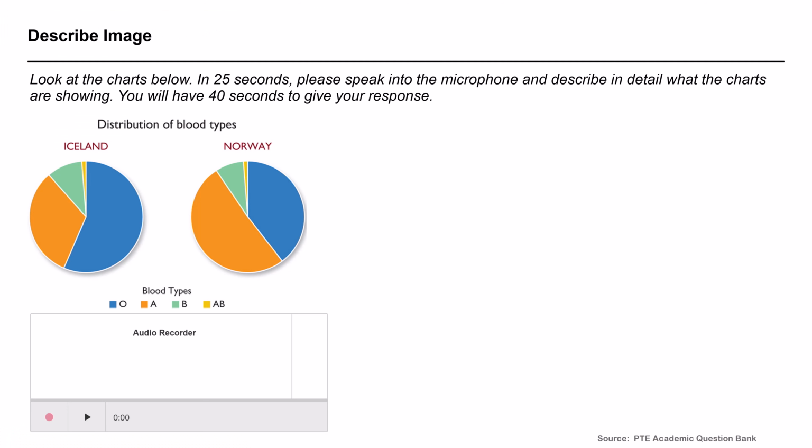Okay, PTE Describe Image questions. Let's go. There are about 6 or 7 of these questions in each test. For each question, you have 25 seconds to look at an image and then 40 seconds to describe it. You say your answer into a mic on a computer.